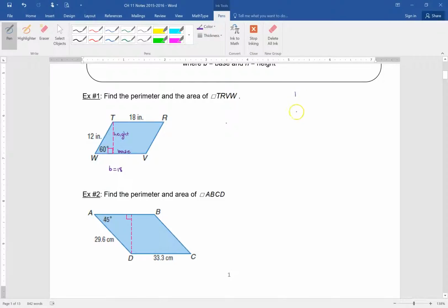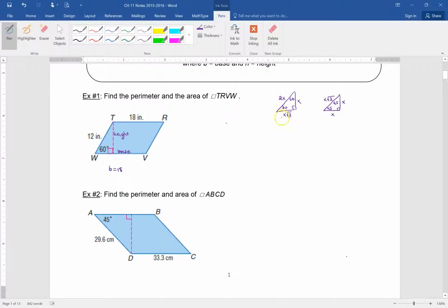Let's just remember what special triangles looked like. If you have a 30, 60, 90 triangle, the smallest side is x, the next one is x root 3, and the hypotenuse is equal to 2x. Or if you had a 45, 45, 90, then both legs are x's, and the hypotenuse is x root 2. All right, so let's use that.